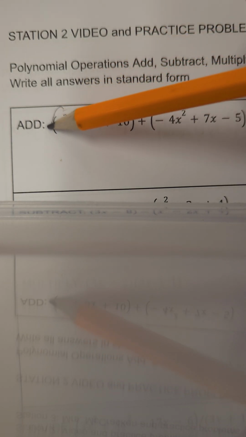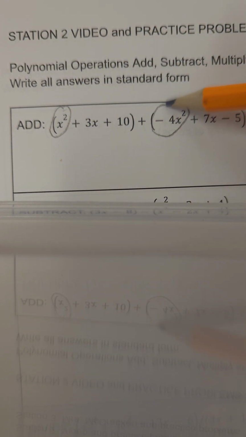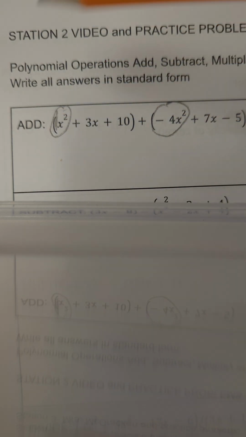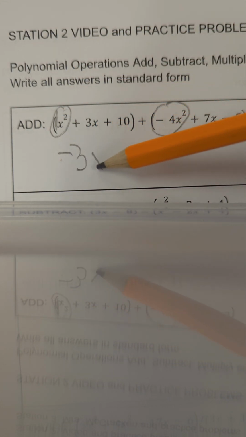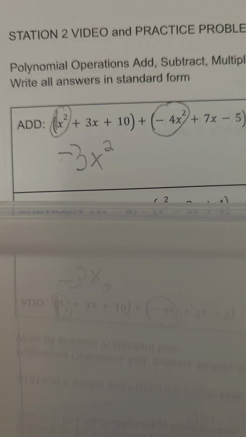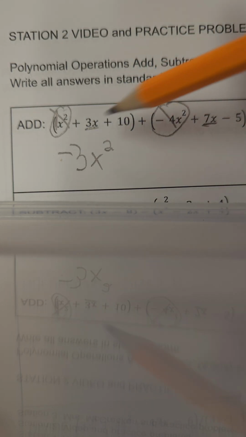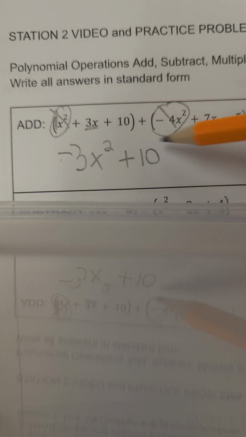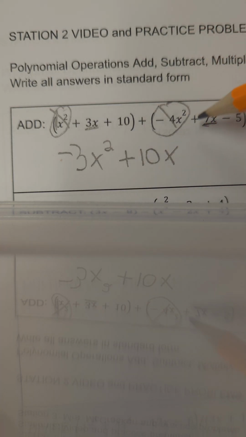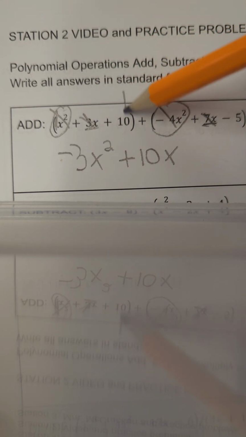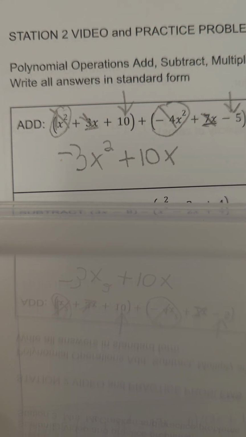together. So I see this x squared and this negative 4x squared, they can be added together. So if I have a positive 1 and a negative 4, that would give me negative 3x squared as my first term. So then I've used up those terms. So then I have these 3x and these 7x. 3 plus 7 is 10x. And then I have two constant terms. I have a positive 10 and I have a negative 5. 10 minus 5 is still positive 5, so plus 5.